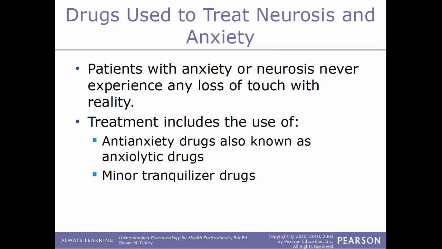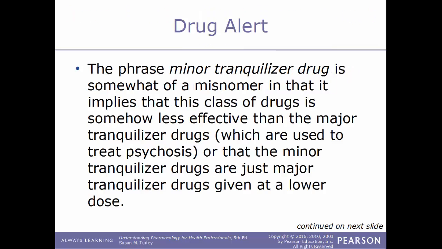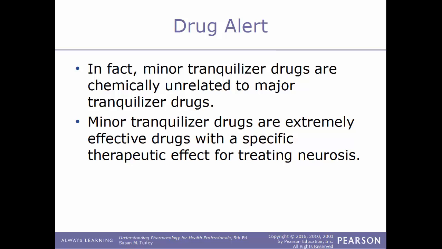Another term for anti-anxiety drugs is anxiolytic drugs. Another way to treat these conditions would be by using a minor tranquilizer drug. Now, the phrase minor tranquilizer drug is somewhat of a misnomer because it implies that this class of drugs is for some reason less effective than a major tranquilizer drug, or that minor tranquilizer drugs are just major tranquilizers at a lower dose, and neither of those is true. In fact, minor tranquilizer drugs are chemically unrelated to major tranquilizer drugs, and minor tranquilizers are extremely effective drugs with a specific therapeutic effect for treating neurosis.